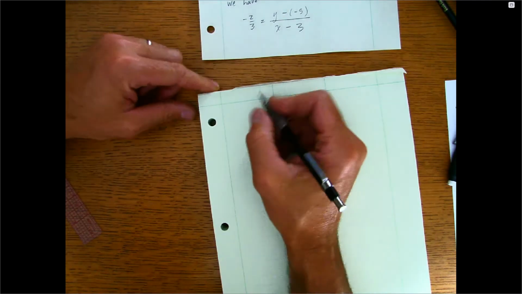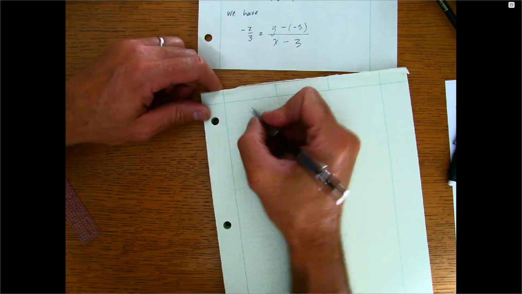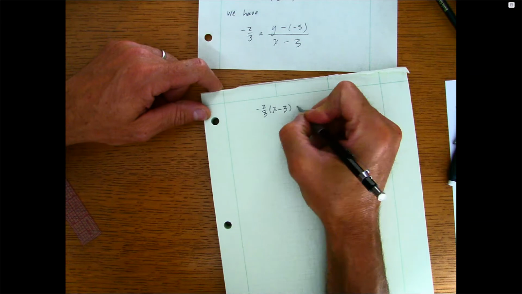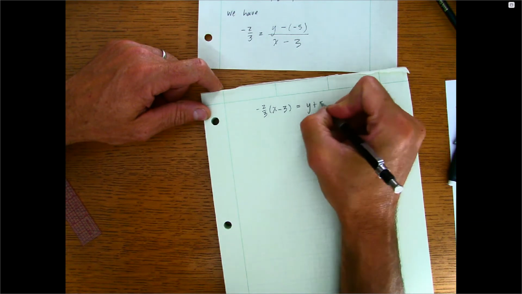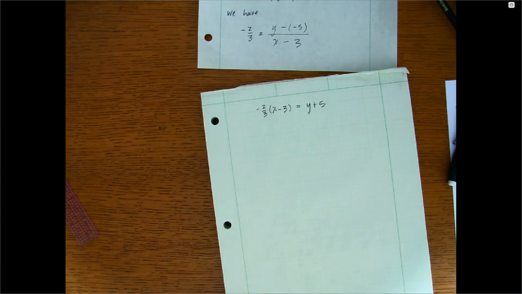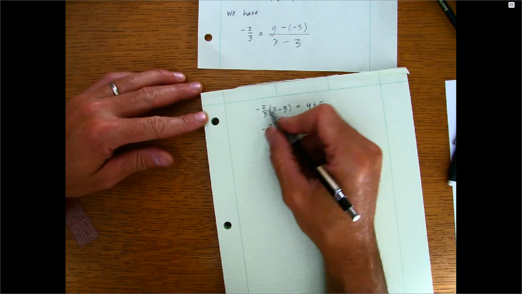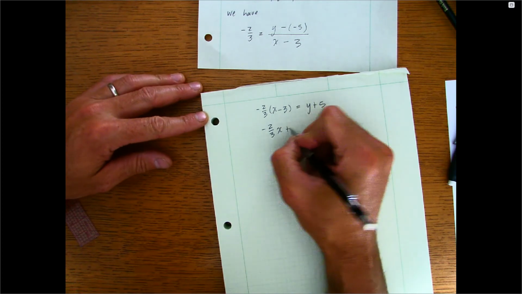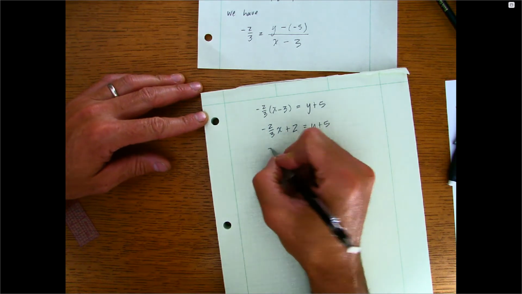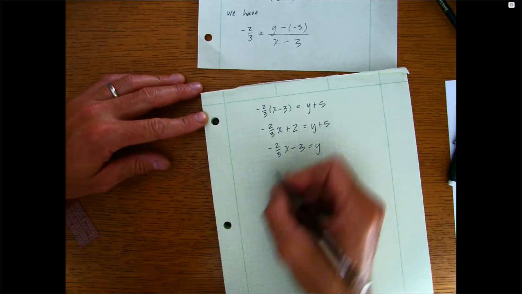And so what does that mean? If I multiply both sides by x minus 3, I get -2/3 times (x minus 3) is equal to y plus 5. So I'll carry the -2/3 through, and what I'll get is -2/3 x. Negative times negative is positive, so plus 2 is equal to y plus 5. And then subtracting 5 from both sides, I get -2/3 x minus 3 is equal to y.